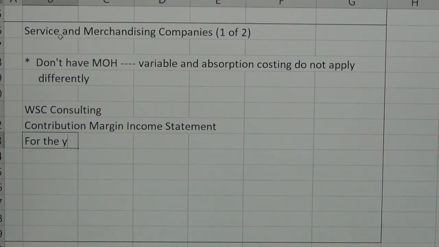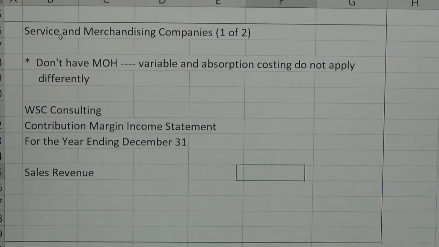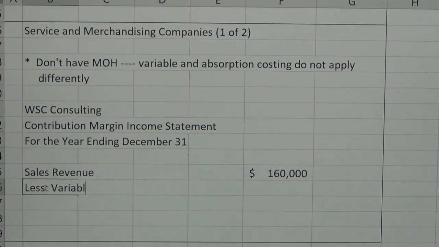For the year ending December 31st, we'll have our sales revenue. As an example, it's $160,000. All right, and we'll have less variable expenses, which in this example would be $2,500.